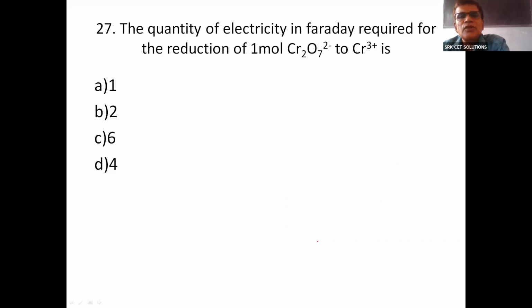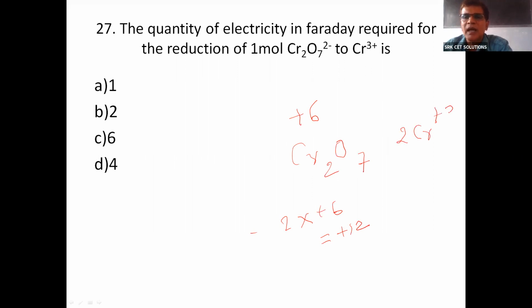The quantity of electricity in Faraday required for the reduction of 1 mole dichromate to chromium. I'll give you the clue. So look at this. Cr2O7. In this, the chromium has oxidation number +6. And from 2 chromium, it will be +6 into 2. That comes to +12. Then this side, it is 2Cr3 plus. You need to balance it.